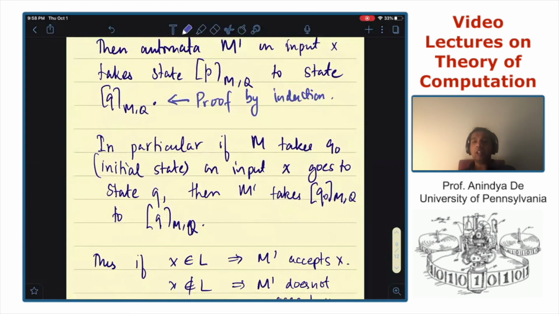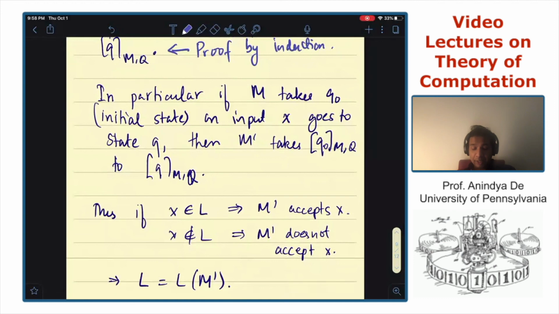In particular, summarizing this, what it says is that if x is an arbitrary string, and the original automaton M, starting from the start state q0, takes it to a state q, then the new automaton M' starts from the state corresponding to the equivalence class of q0 and takes it to the equivalence class of q.